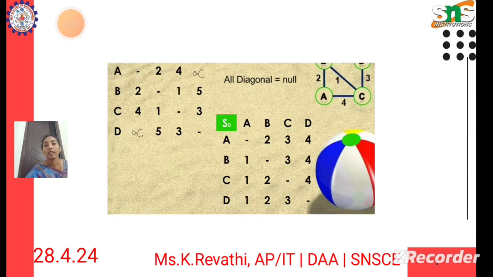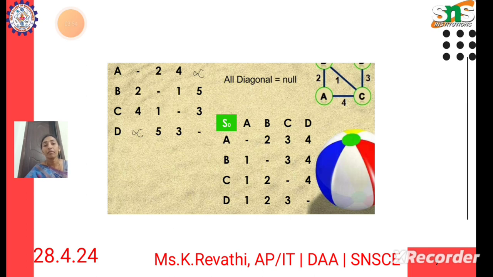Here the rows and columns are named by the vertices A, B, C, D. This is the column name and the row names are also A, B, C, D. Here A to A is always 0. Then A to B has a direct path, so the weight of that path will be noted here. Then A to C is 4. A to D does not have a direct path, so it will be denoted as infinity.